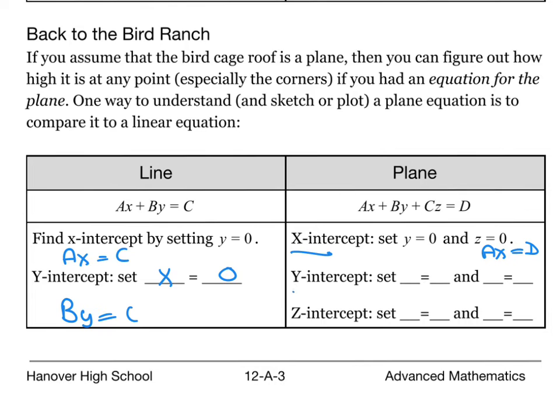For the y-intercept, that's going to happen when the x is equal to 0 and the z is equal to 0, and that would give rise to an equation that looks like by equals d. And finally, for the z-intercept, that will happen when the x is equal to 0 and the y is equal to 0. And that would give rise to an equation that looks like cz equals d.